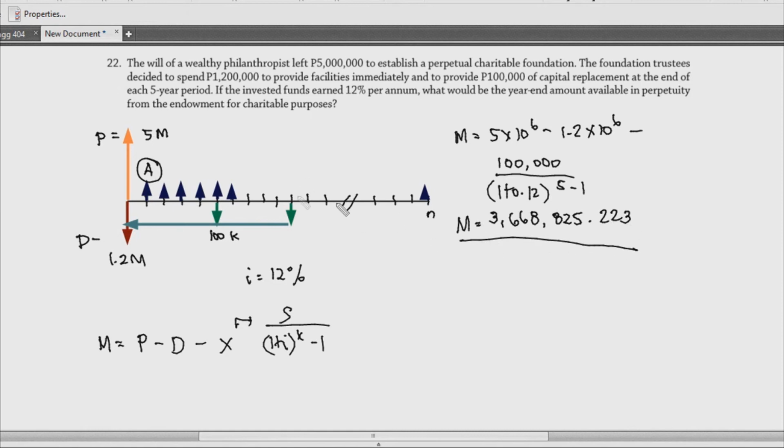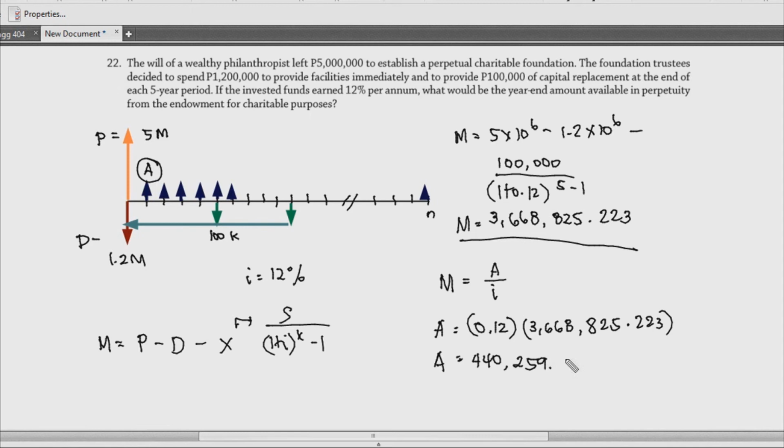kasi this is the amount that we will be amortizing. And knowing na ang ating annuity is actually perpetuity, we could just simply say na yung ating M would be equal to A over I. And therefore, A would be simply equal to the value of M times the interest rate. So that is 0.12 times 3,668,825.223. Okay, so this gives us a value of 440,259.0268. Okay, so yon ang ating annuity.